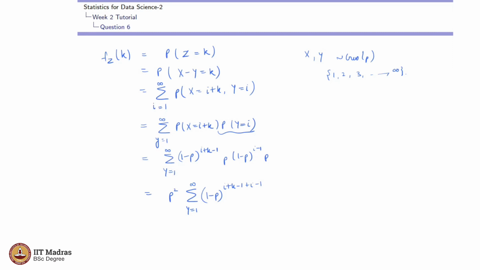Sorry, this is i, this is i, this is i, and this is i. Okay. So this you can write as p squared, i varying from 1 to infinity, (1 minus p) to the power 2i plus k minus 2. So we can take (1 minus p) to the power k minus 2 outside. So this we can write as p squared (1 minus p) to the power k minus 2, summed over (1 minus p) to the power 2i, i varying from 1 to infinity.